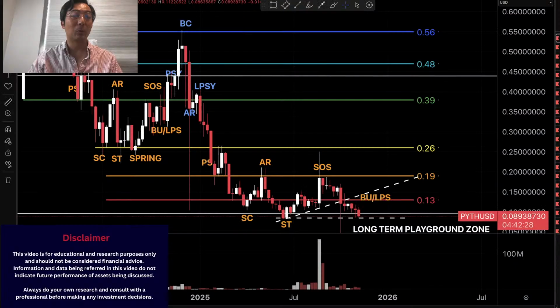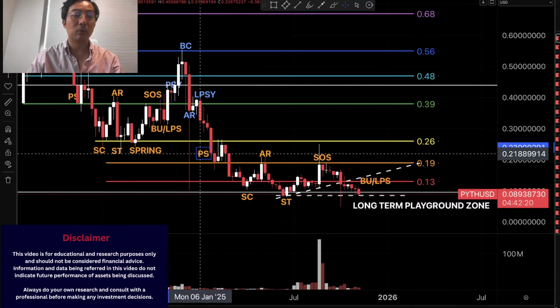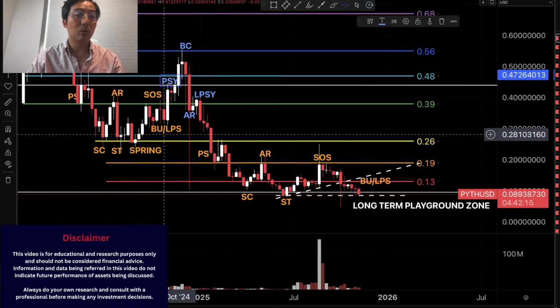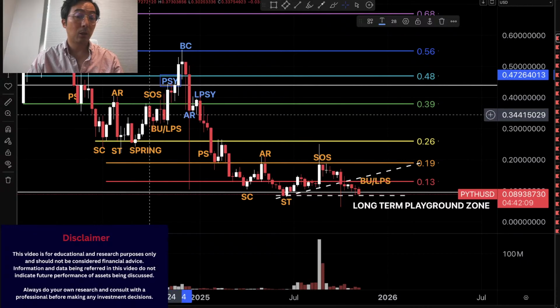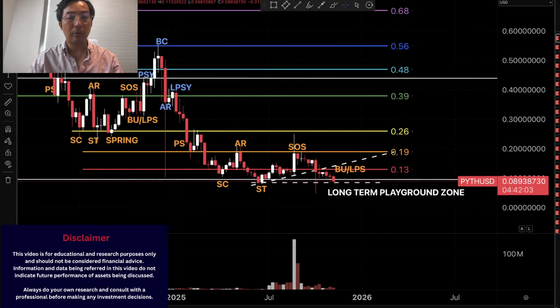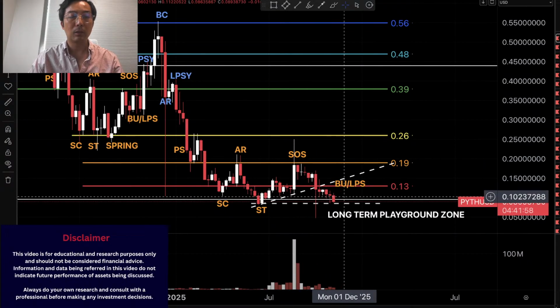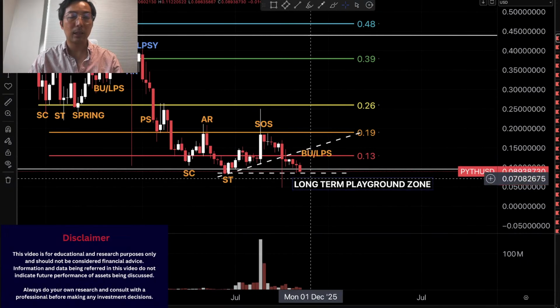So let's start with the weekly chart of Pyth. Previously we already shared that Pyth is within an accumulation stage, a stage or cycle that is lower than the previous accumulation cycle back in June to October 2024. Alright, so that's the backdrop. And currently, after showing a sign of strength back in late August, it has returned to somewhere around the bottom of the long-term playground zone, a level of around 10 cents.